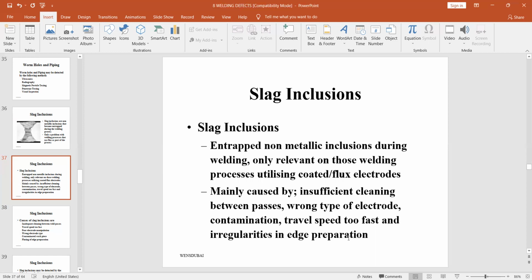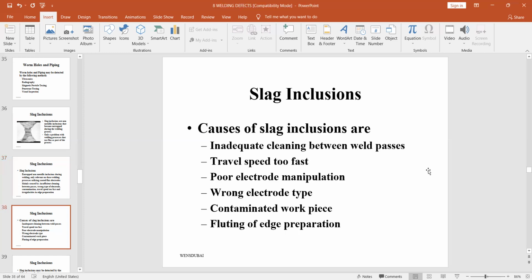So the main reason for the slag is the flux-coated electrode, because we are using flux to protect the weld from environmental gases. After the flux melts, it will generate inert gases, and those gases will protect the weld from surrounding gases. After that we have to clean the weld once one run is completed. If you do not clean and you are doing the second run, then there are chances of the slag being more.